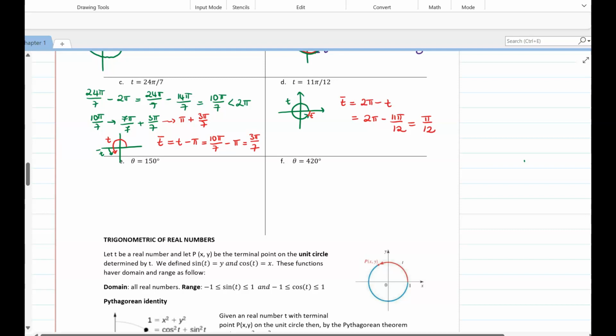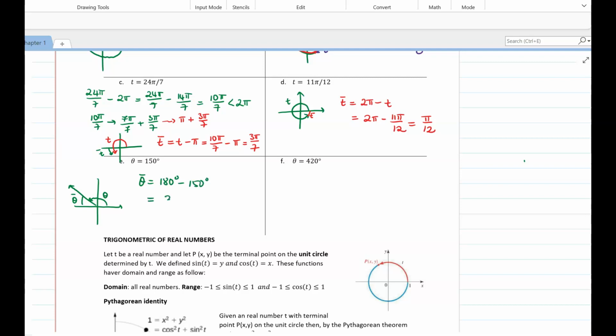In the last two problems, we are looking at the reference angle. Theta is equal to 150 degrees. 150 degrees is less than 360 degrees, so we can just determine the quadrant in which theta is. Theta is 150 degrees, so that is in quadrant 2. So theta bar is equal to 180 degrees minus 150 degrees, that is 30 degrees.